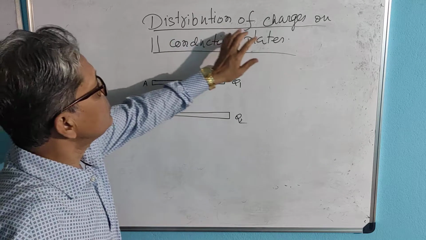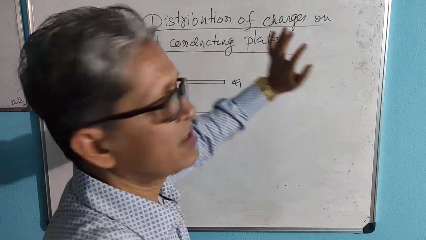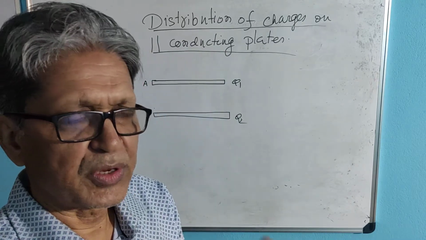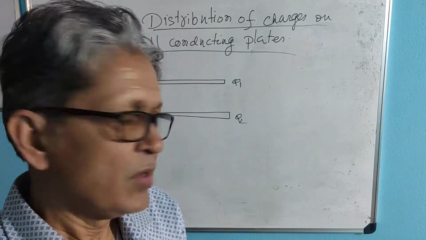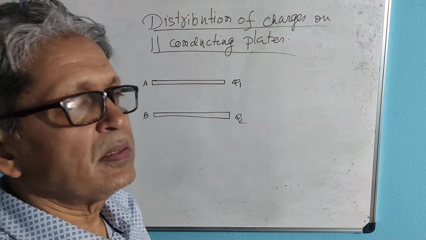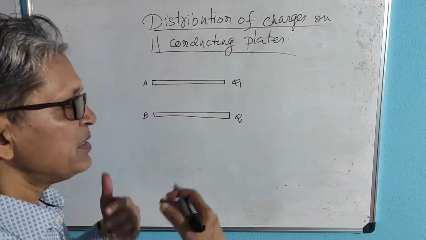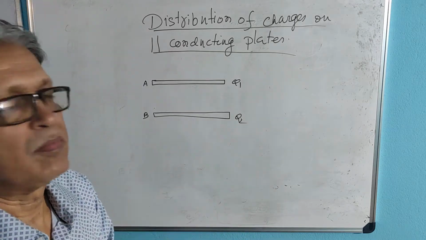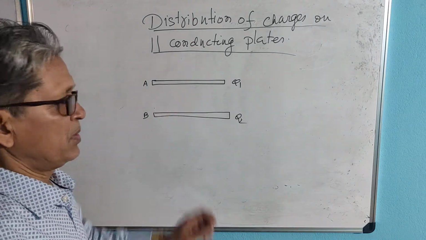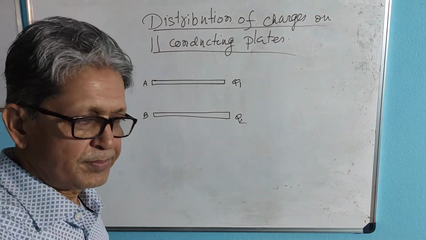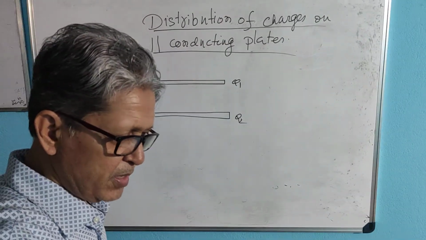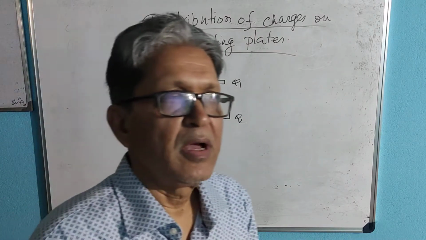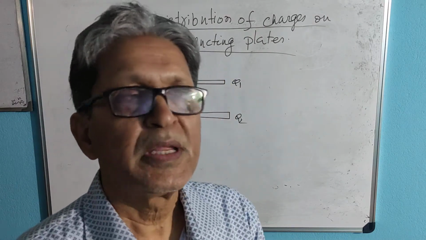My topic is distribution of charges on parallel conducting plates. If there are some parallel plate conductors, maybe 1, 2 or 3, and one is charged, how will the charges be distributed by induction in the different plates? That is the problem. I shall solve the problem from the very basic concept, and then I shall give you a trick how to solve the problem very quickly in the exam hall.